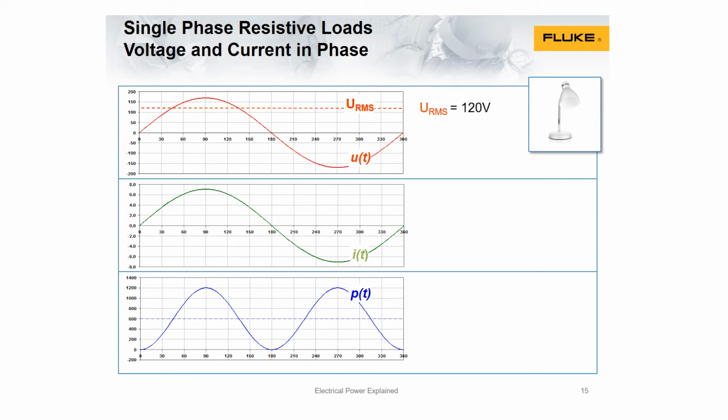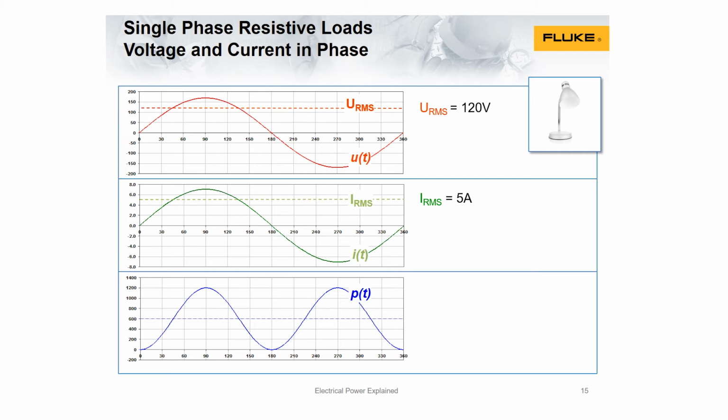RMS voltage. For the sine wave voltage UT shown, URMS is 120 volt. RMS current. Similarly, for IT, IRMS is 5 amp. Multiplying them gives average power for a resistive load.